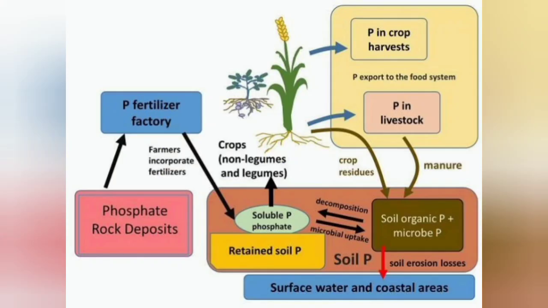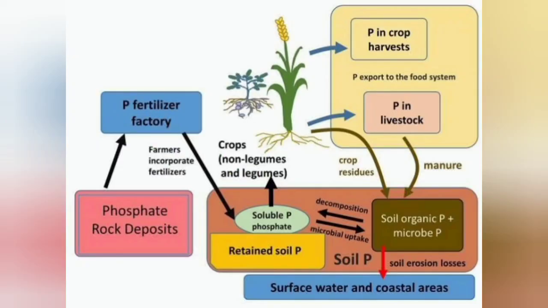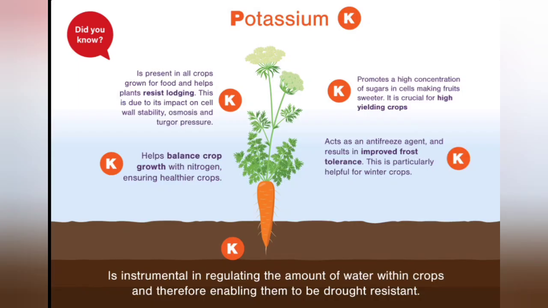Phosphorus is another important macronutrient required by plants, playing a key role in energy transfer and storage, cell division, and other processes essential for growth and reproduction. Unlike nitrogen, phosphorus cannot be fixed from the atmosphere, but instead must be obtained from the soil through the roots. Potassium is also a critical nutrient for plant growth, playing roles in water and nutrient uptake, stomatal regulation, and other processes.